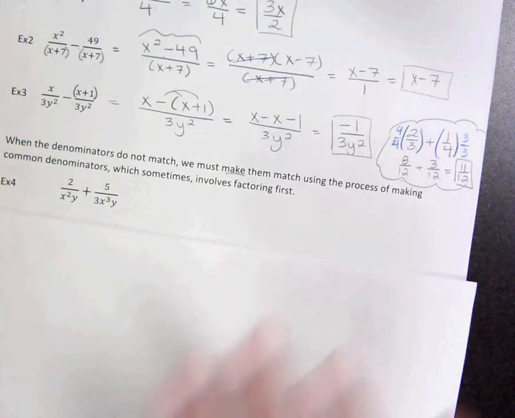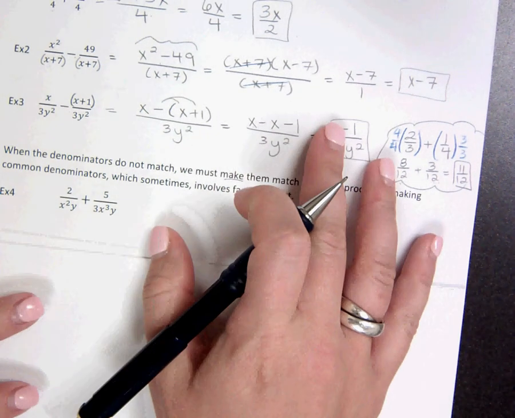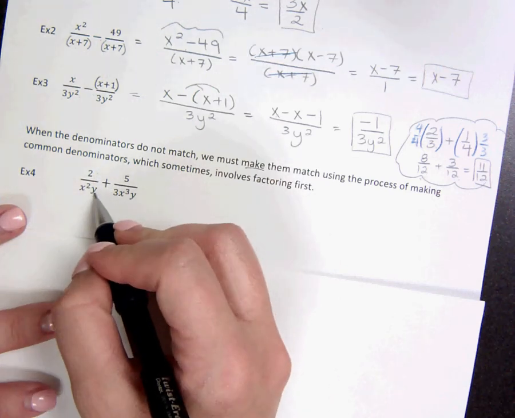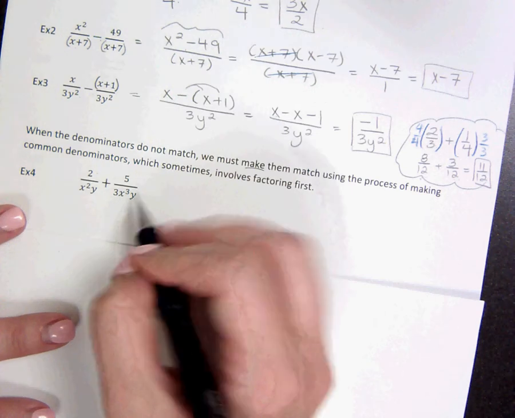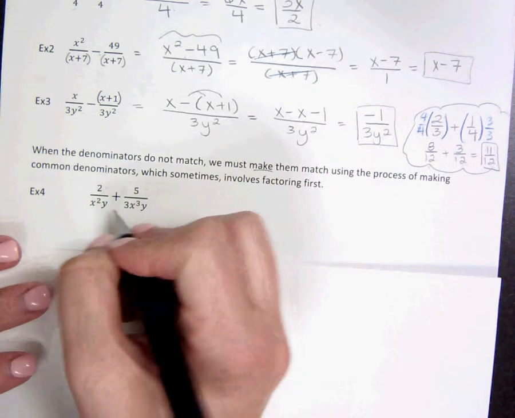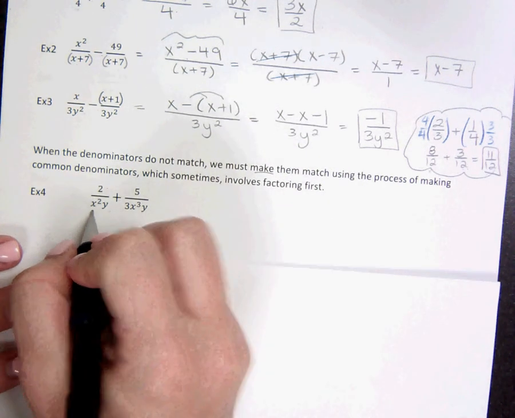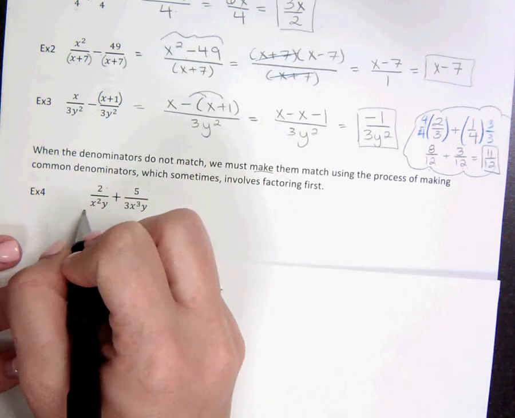Colored pencils are always helpful in helping you take proper notes. So let's look at example 4. We have 2 over x squared y plus 5 over 3x to the third y. So we have to inspect the denominators. They both have y. This one has x squared and this one has x cubed. This one has a 3 and this one does not.